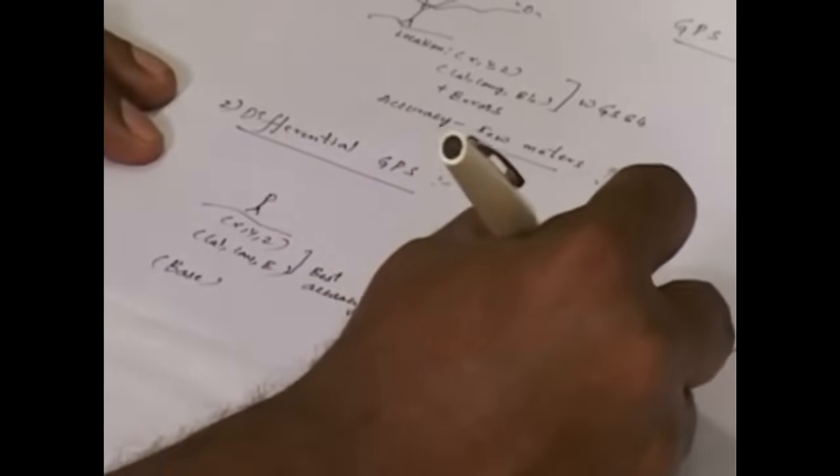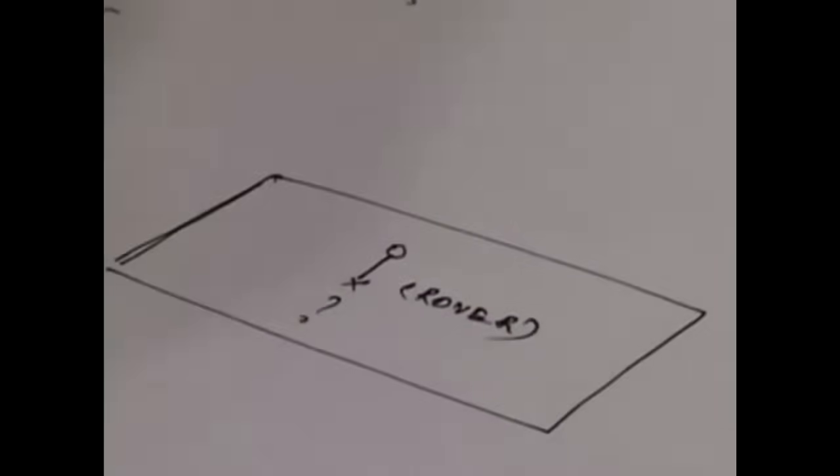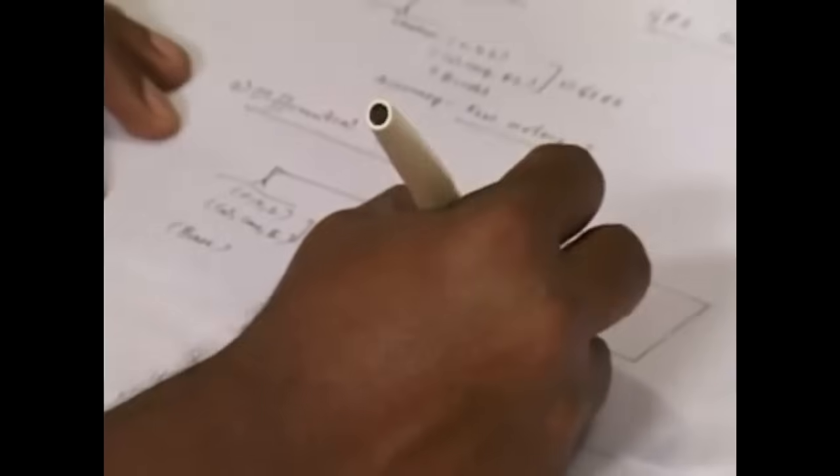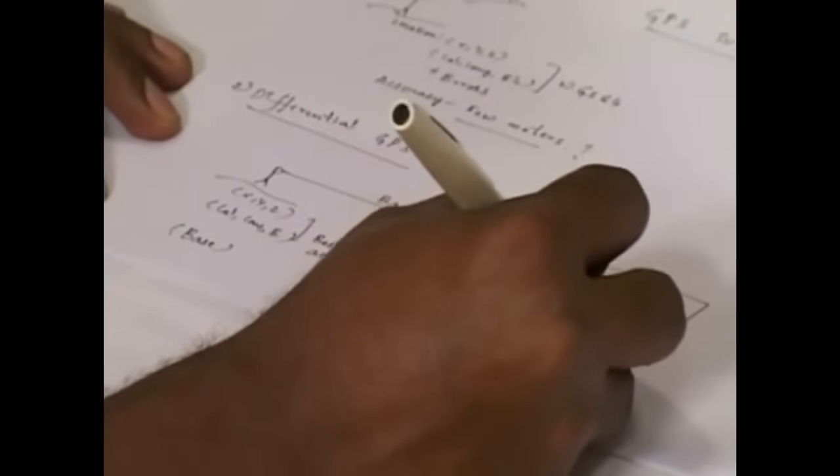So this point we call the base, and this receiver we call the rover. And the vectorial line joining this base and rover is called the baseline. Now our aim is to know this location to the best accuracies. Let me redraw this figure.